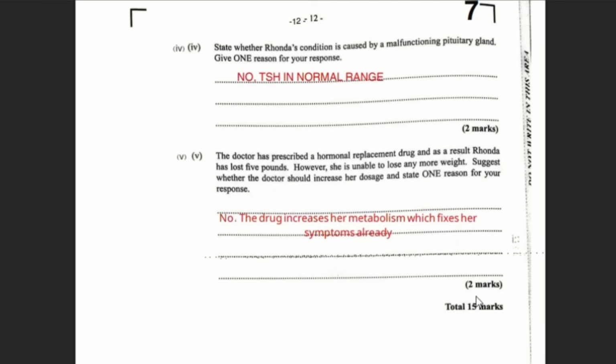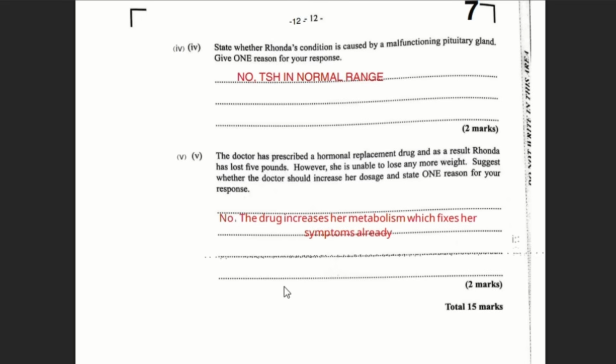The next question says the doctor has prescribed a hormonal replacement drug, and as a result, Rhonda has lost 5 pounds. However, she is unable to lose any more weight. Suggest whether the doctor should increase her dosage and state one reason for your response. So basically, no. The hormonal replacement drug that Rhonda was given is mainly to fix her symptoms.